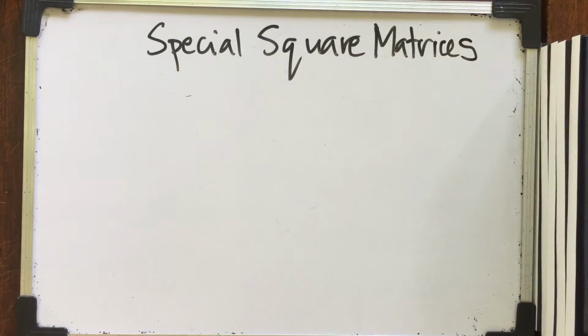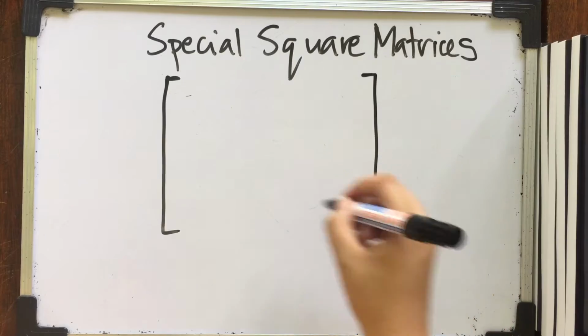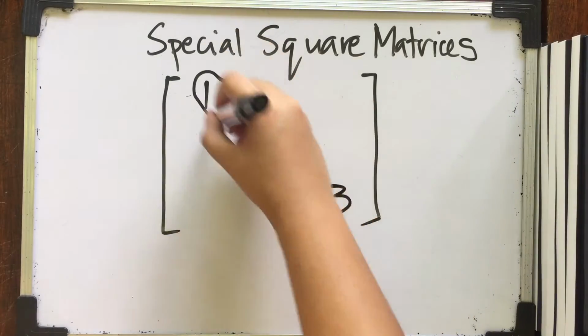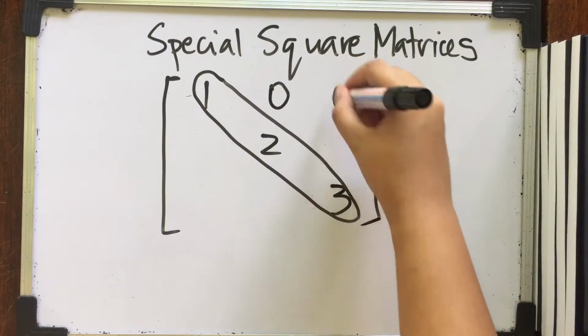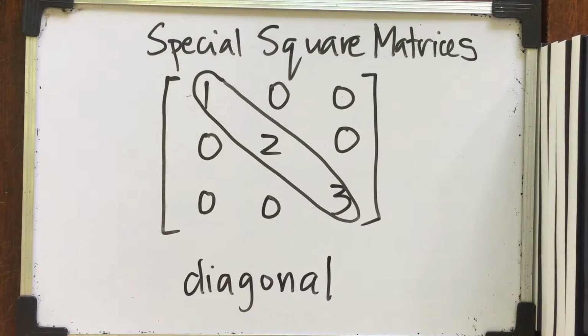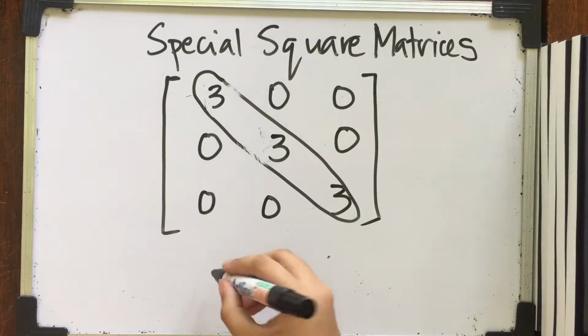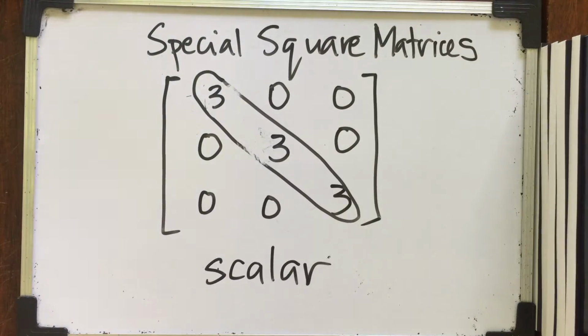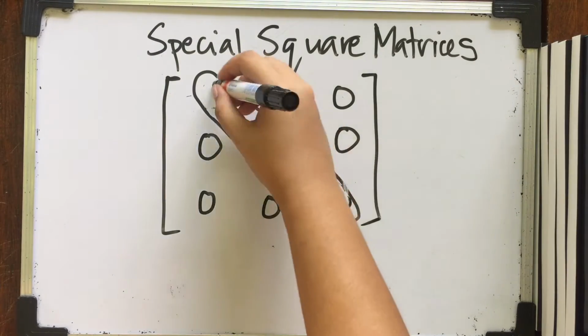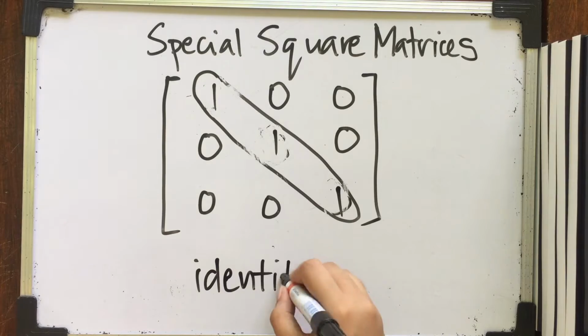The diagonal matrix is when all the entries from the top left to the bottom right of the square matrix are any number, and the rest are all zeros. If the number on the diagonal is the same number, however, it is called a scalar matrix. If the number on the diagonal is 1, it's called the identity matrix.